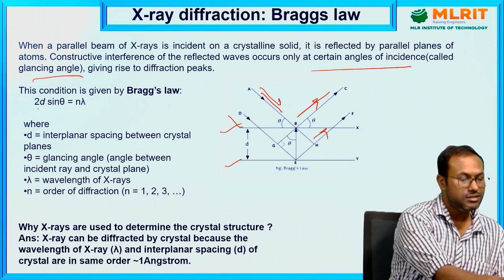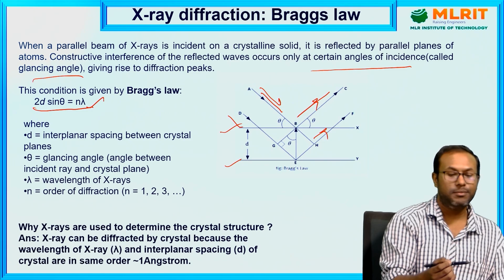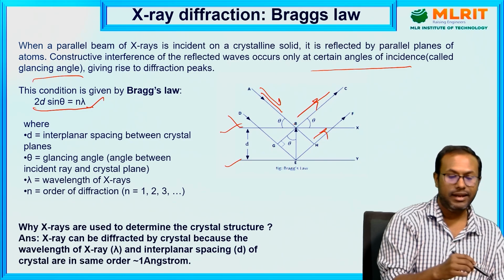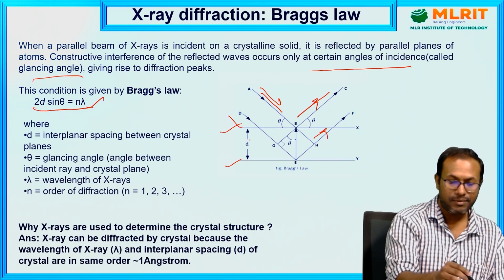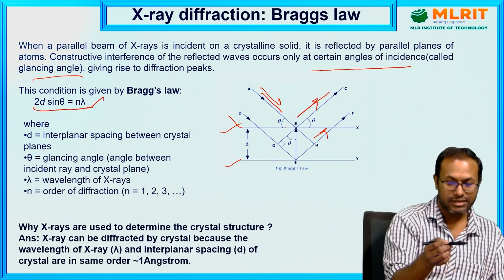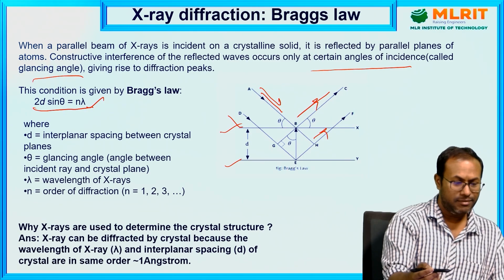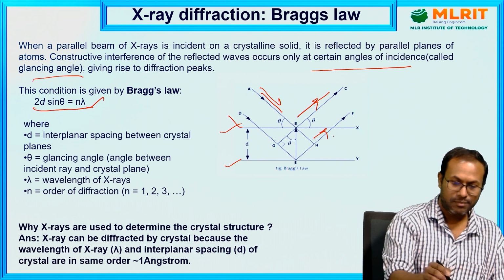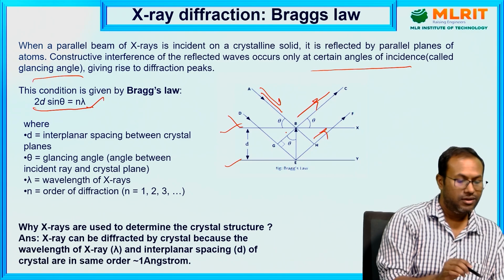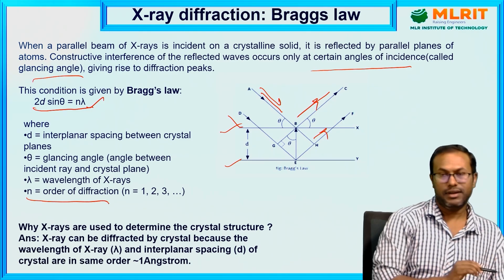So the condition is 2d sin theta equals n lambda. Lambda is the wavelength of the incident X-ray light. d is the interplanar spacing, the space between two planes. Theta is the glancing angle, the angle at which light is incident for constructive interference to happen, between the incident ray and the crystal plane. And n is the order of diffraction.